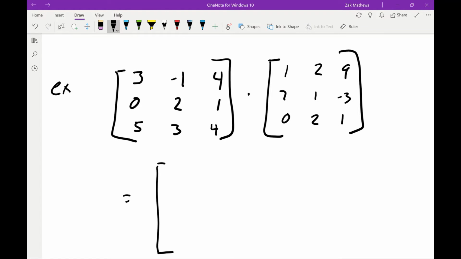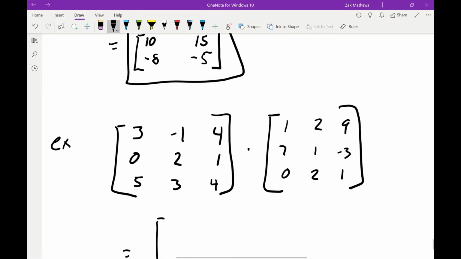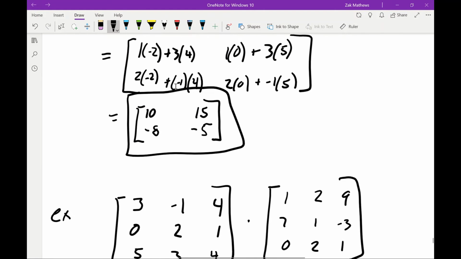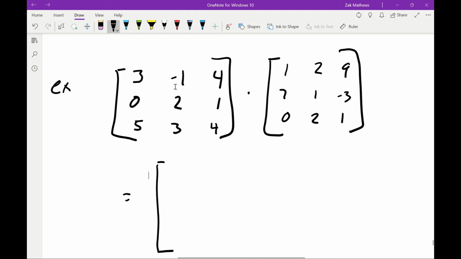All right, so this time I'm going to move a little faster. Last time I just wrote down everything. This time I'm going to kind of multiply as I go. So I'm going to start in that first position, first row, first column, which means I have to start with the first row, first column. So I have 3 times 1. That's a 3, plus -1 times 7. It's a -7. 4 times 0, that's a 0. Notice how I have to move the whole way through the row, the whole way through the column.